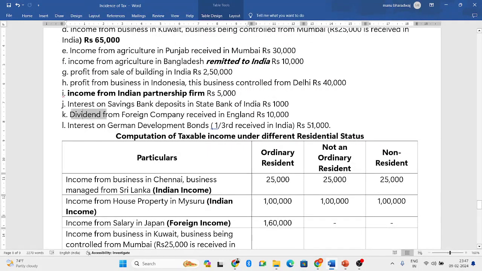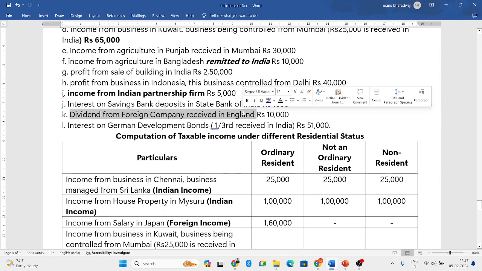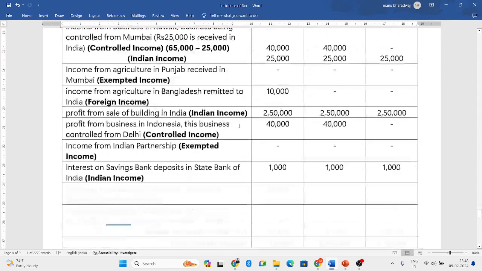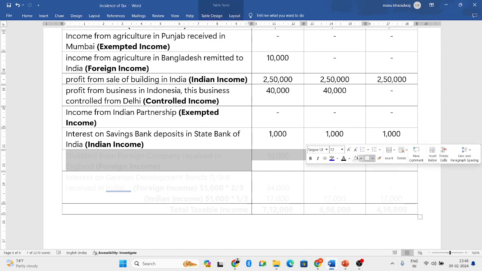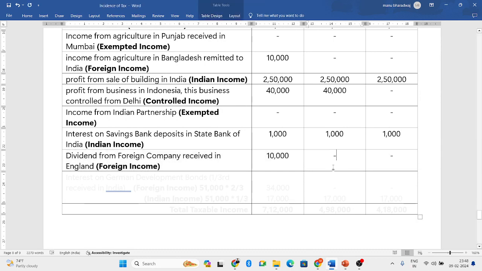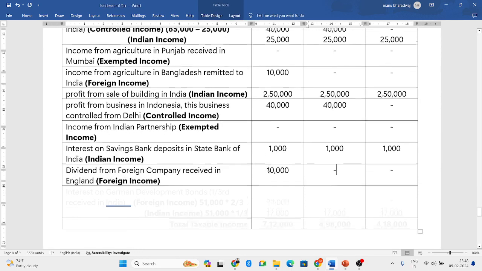Next, dividend from foreign company received in England. So the arising aspect is foreign, the receiving aspect is in England. Both are outside India. When both are outside India, we consider it as foreign income, and it is a dividend received. So it is a foreign income from other sources. When it is a foreign income from other sources, we will tax only one person, that is ordinary resident.